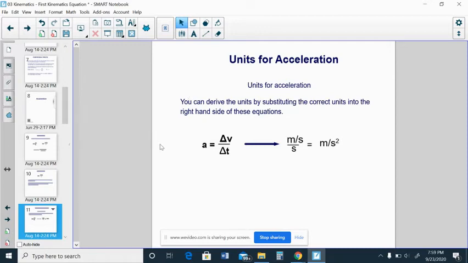The units for acceleration can be derived by substituting the correct units into the right-hand side of the equations. So we have velocity here, the units being meters per second, time measured in seconds. By simplifying it, you end up with meters per second squared.